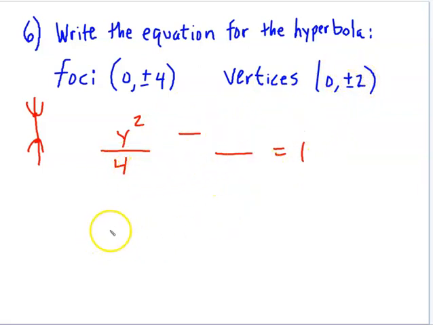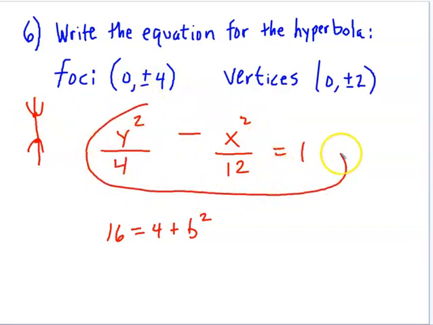Again, like what we did before, let's find b squared. c squared is a squared plus b squared. b squared is 12, and y should lead because we're crossing only the y-axis. And there's your equation for this hyperbola.